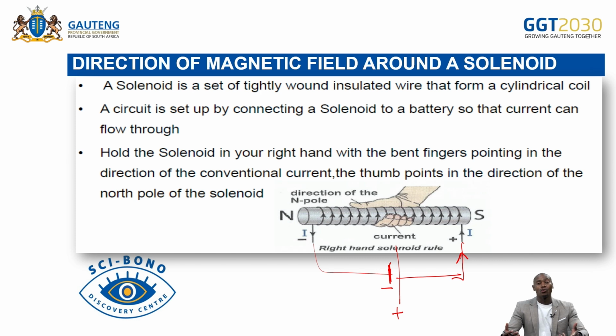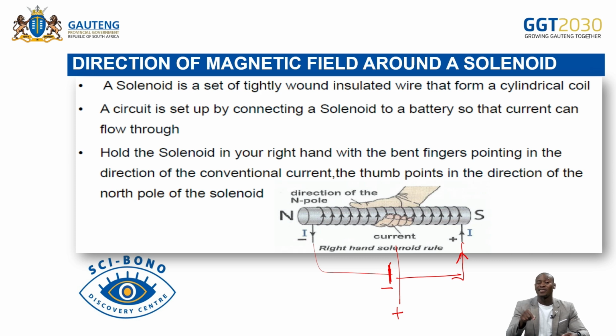How do we determine the direction of the magnetic field? Still, we use the right-hand rule. But remember, when it comes to a straight conductor or a loop, the thumb is in the direction of the current, whether it's in or out of the page, and the curled fingers are in the direction of the magnetic field. When it comes to a solenoid, it's vice versa. The thumb is in the direction of the magnetic field, and the curled fingers are in the direction of the current. So please be careful when it comes to a solenoid.